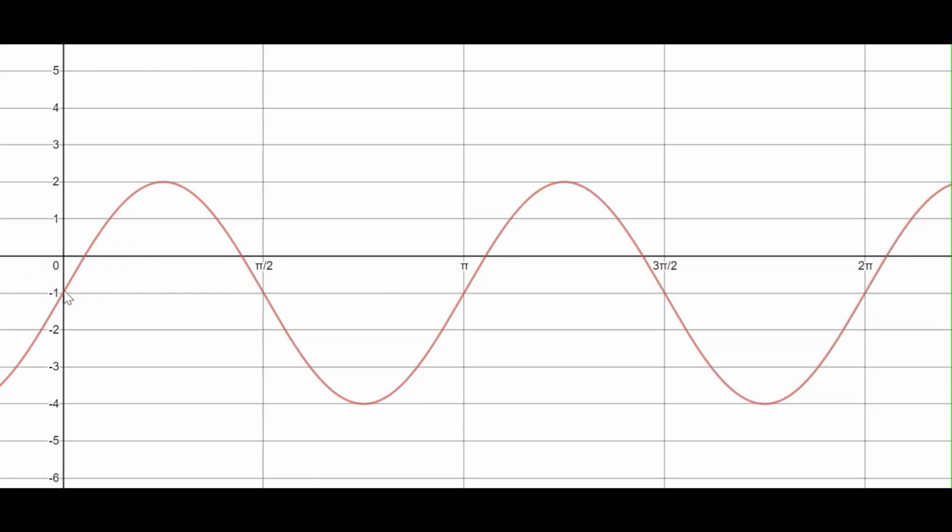Now we need to know the amplitude. The highest point here is 2. You can see the highest point of the curve is at 2. The lowest point in the curve is at -4. 2 minus -4 is 6. Divide 6 by 2, and we get 3. Therefore, the amplitude of this curve is 3. So it's 3 sine of x minus 1, okay?